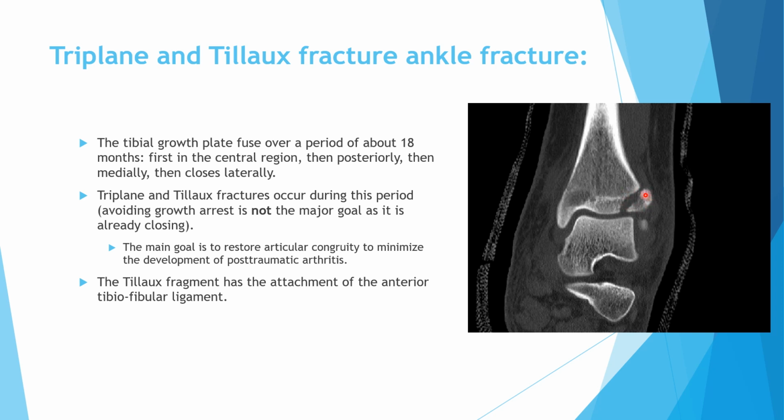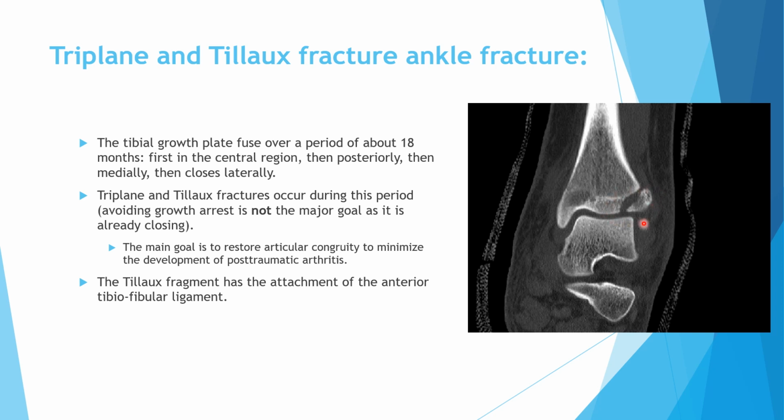So you can see here in certain fractures you will get an avulsion of the lateral part if this is the only part that did not fuse yet. And this is called the pediatric Tillaux, as we're going to see. The triplane and the Tillaux fractures happen during this period of the closure. So avoiding the growth disturbance is not the major goal. The major goal in this fracture is getting the anatomical reduction, because these are intra-articular fractures.